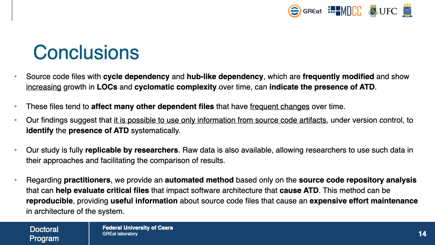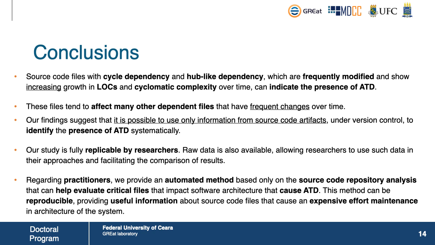Finally, we get the following conclusions. Source code files with cycle dependence, hub-like dependence, frequent modification, and increasing growth in lock and cyclomatic complexity over time can indicate the presence of ATD. These files tend to affect many other dependent files that have frequent change over time. Also, our findings suggest that it's possible to use only information from source code artifacts in version control to identify the presence of ATD systematically.